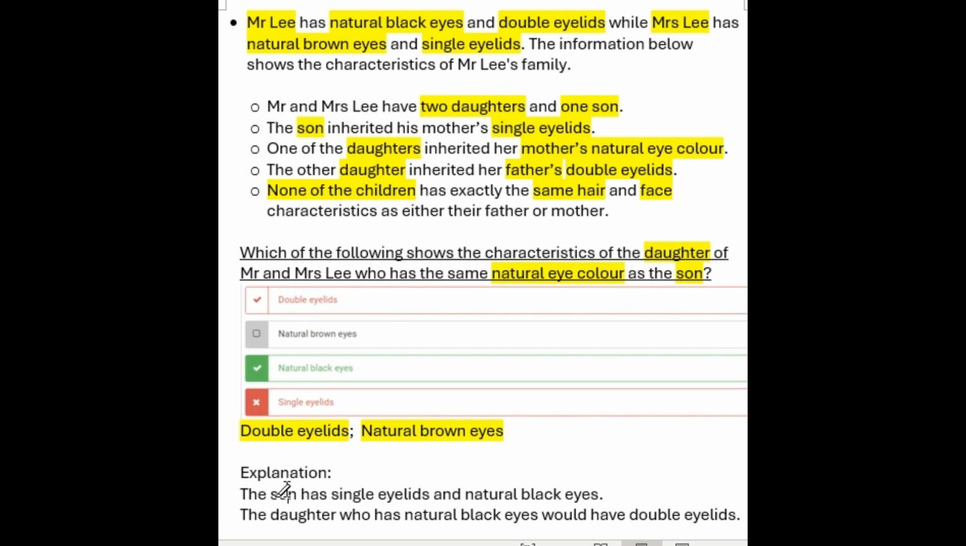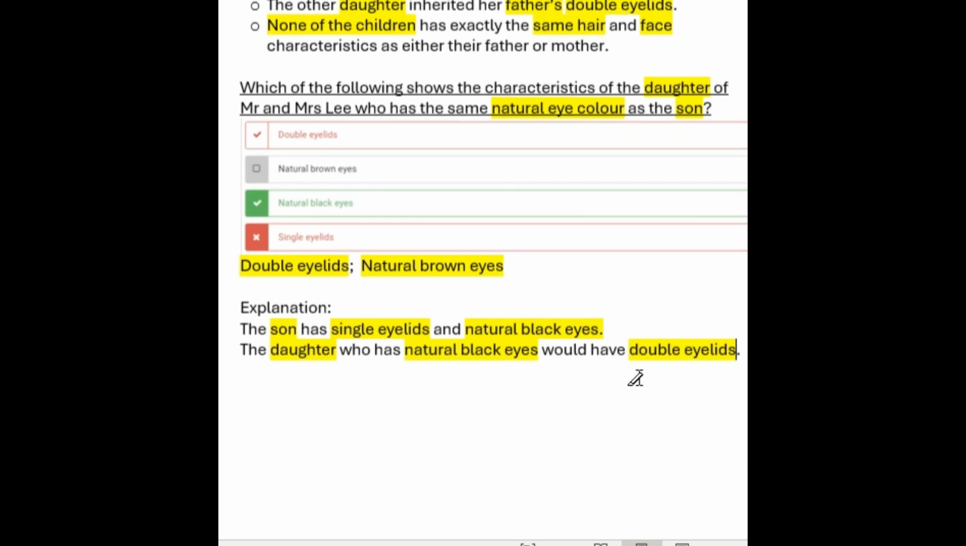Explanation. The son has single eyelids and natural black eyes. The daughter who has natural black eyes would have double eyelids.